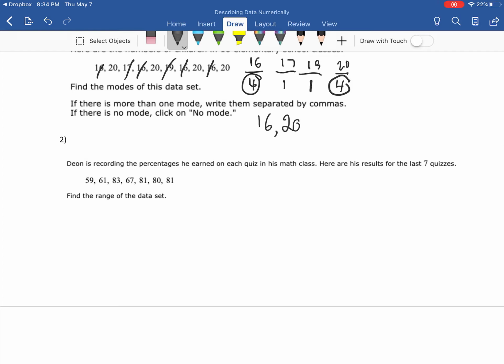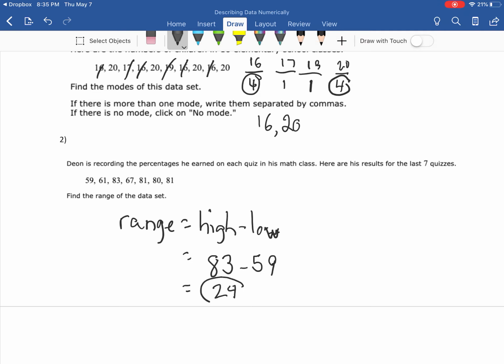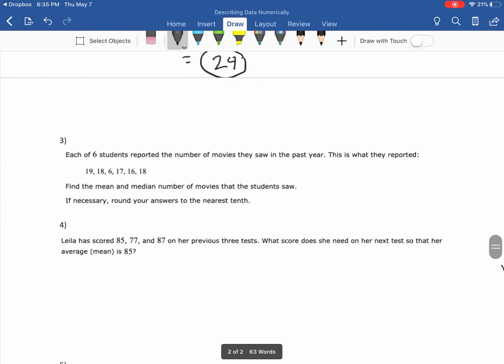All right, number 2, find the range of the data set. So range is high minus low. So that is 83 minus 59. So our range is 24.